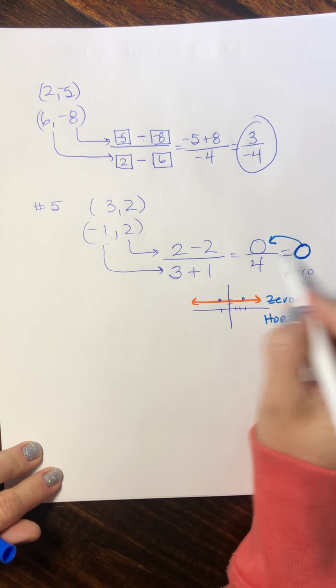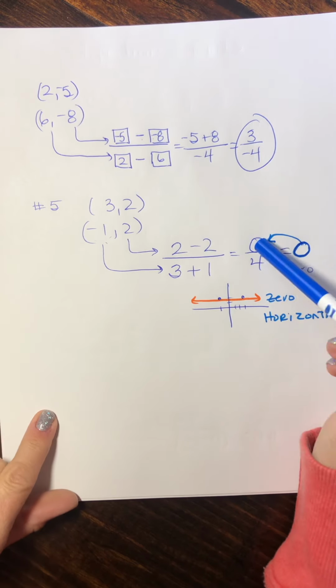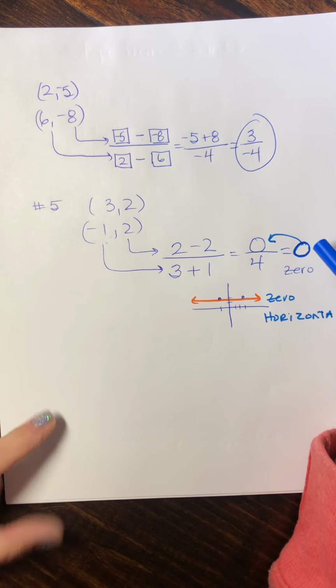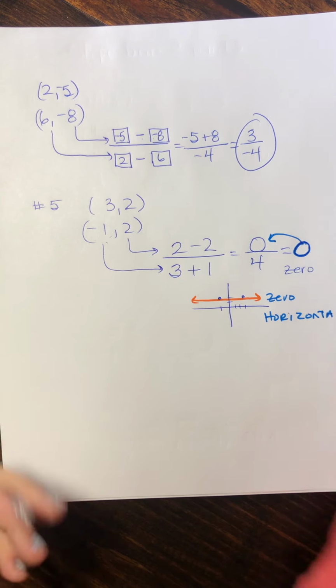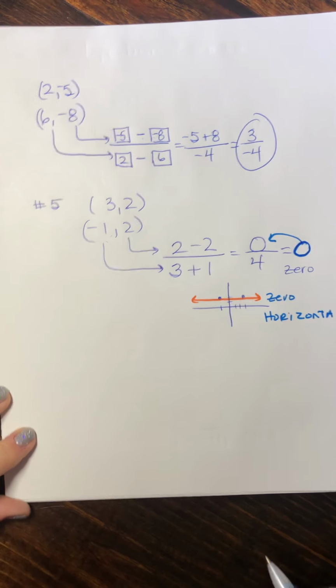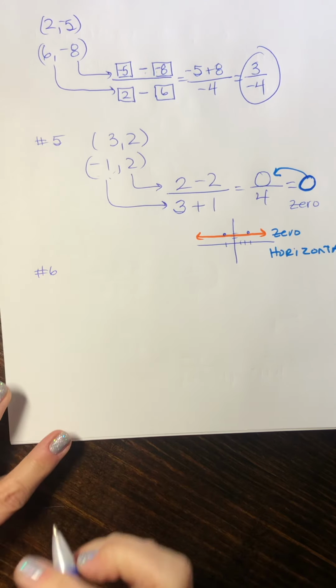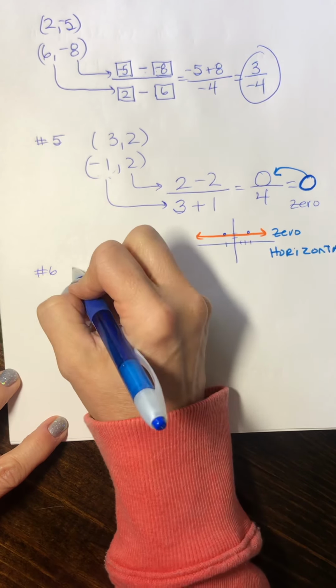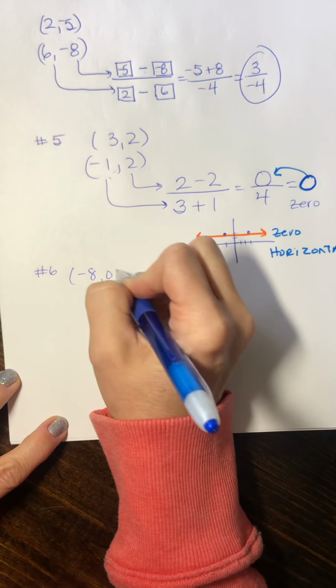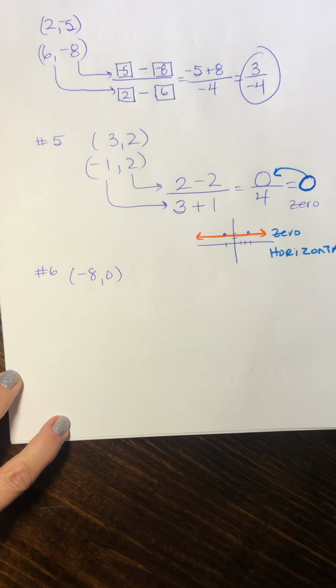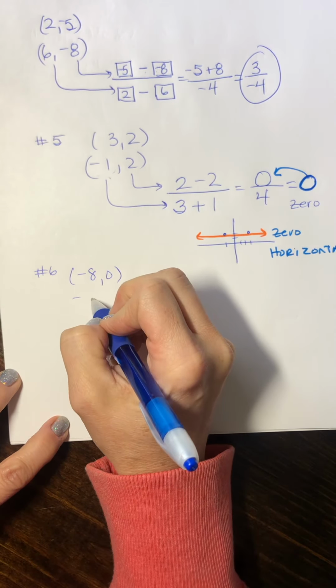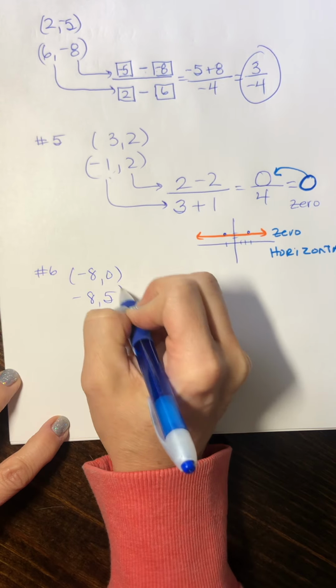And I really want you to reduce that 0 over 4. Don't just leave it 0 over 4, because I won't know if you are thinking that it's 0, if it's 4, or whatever, okay? Let's take a look at this last special case in example number 6. Let's do point negative 8 comma 0, and let's stack that over negative 8 comma 5, okay?